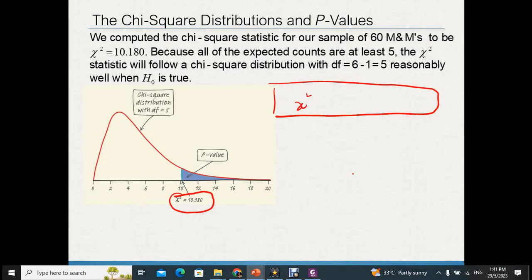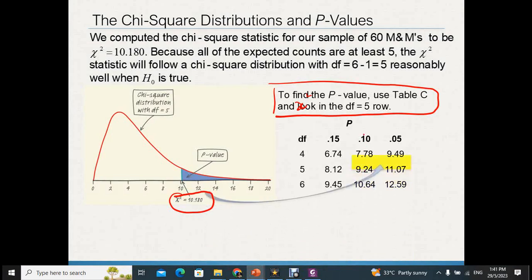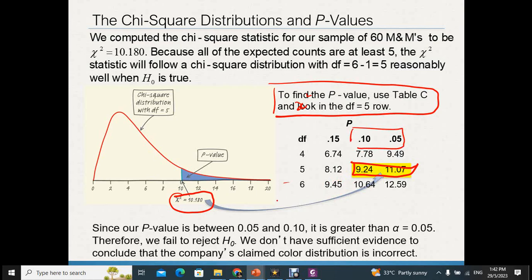So 10.18 is somewhere around here, that's why it is under 0.1 and 0.05 in the table. Then when you calculate, you notice that your p-value is between 0.05 and 0.01. So it's greater than alpha, which is 0.05. Therefore, we fail to reject the hypothesis H null. We don't have sufficient evidence to conclude that the company's claimed color distribution is incorrect.